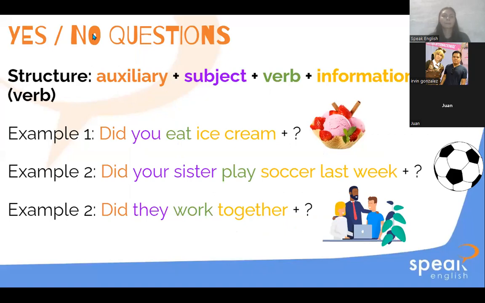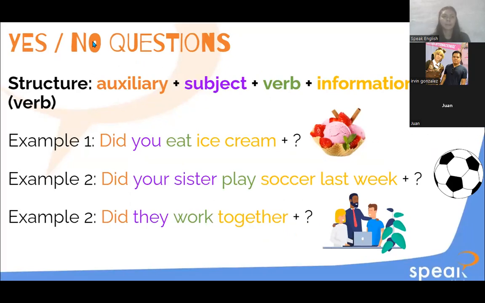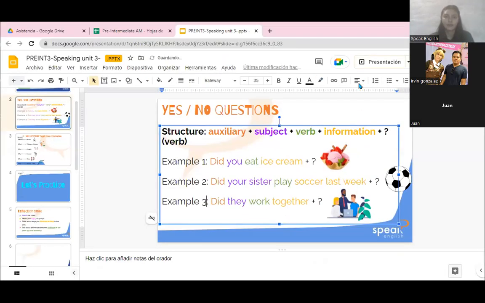So Juan, help me read, please. A structure: auxiliary plus subject plus verb plus information. Example 1. Did you eat ice cream? Example 2. Did your sister play soccer last week? Example 3. Did they work together? Excellent. I will fix it. Okay, so example 3. Thank you.